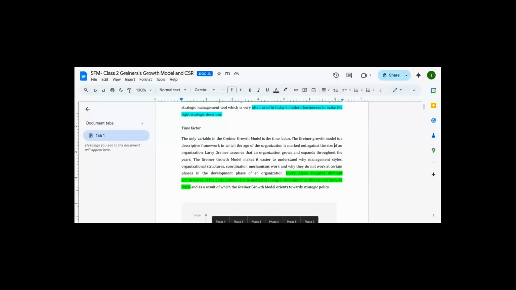If you can remember vividly, in fact, we are going to discuss it here because 99.9% of the CSMA was merged with SFM now. You can recall that at skill level, we discussed product life cycle. Opposite product life cycle is the Greiner growth model that talks about organizational life cycle.